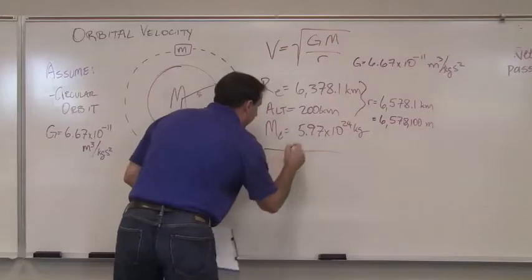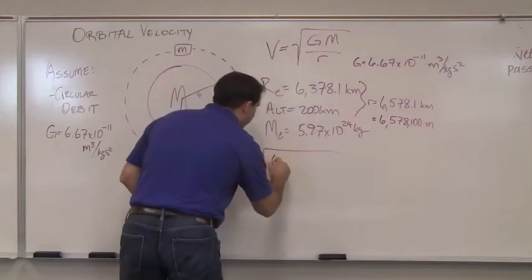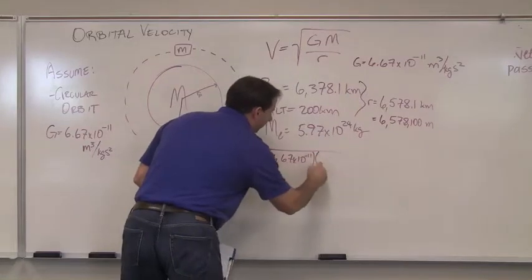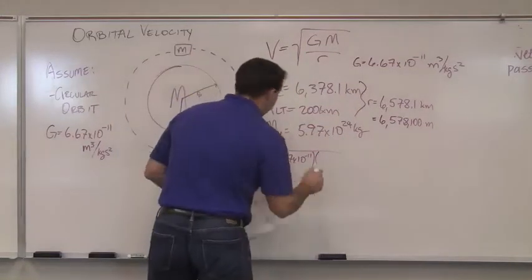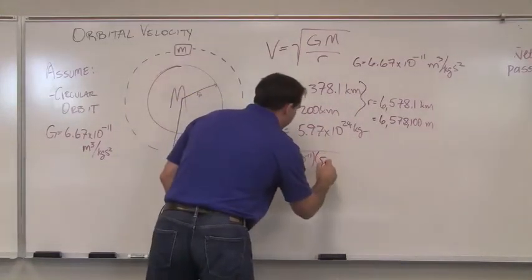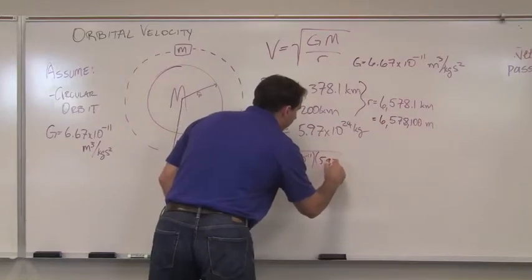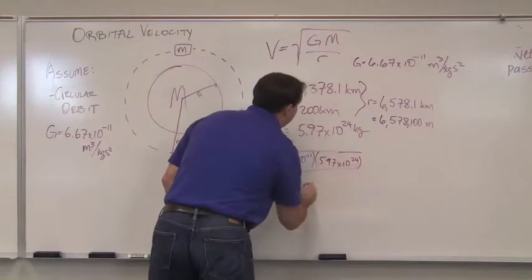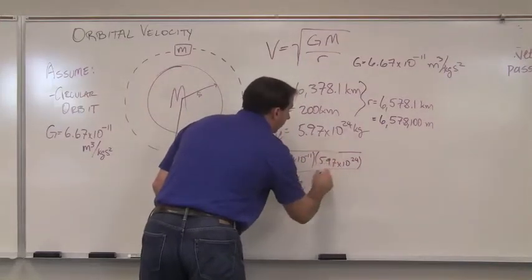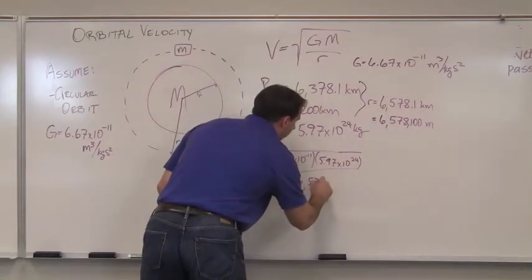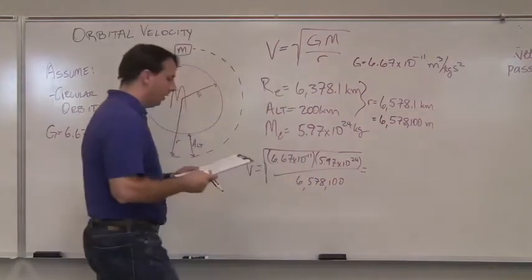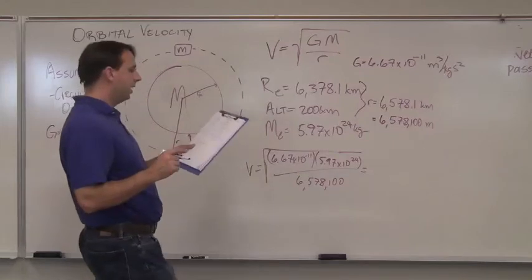we've got G is 6.67 times 10 to the minus 11. I'm not going to write the units because I know they work. The mass of the Earth is almost 5.97 times 10 to the 24, and then over 6,578,100 meters. And so the velocity of our orbiter going around Earth is 7,782 meters per second.